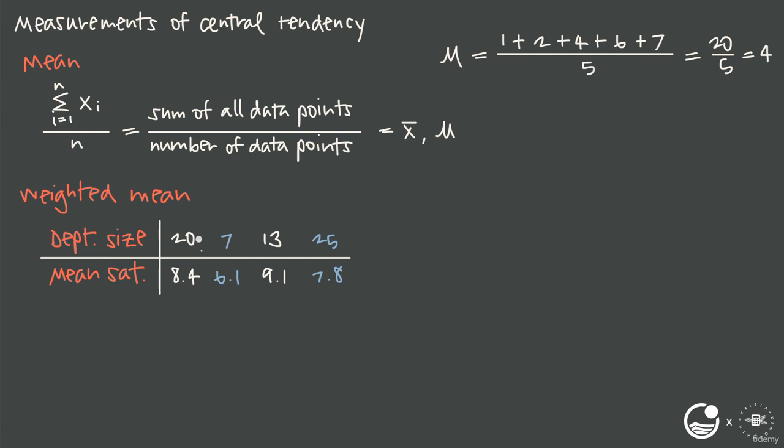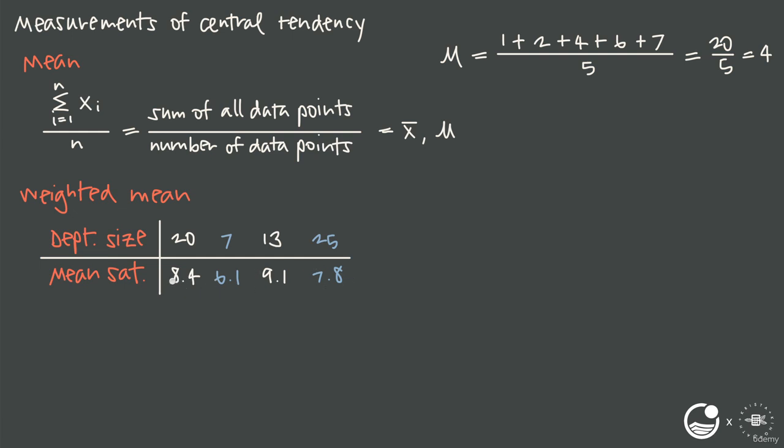So with this first data point here, we have a department that includes 20 employees, and the department manager, the department head, has reported to us that the mean employee satisfaction score in their department is 8.4. Another department manager has told us that of their 7 employees, the mean employee satisfaction score is 6.1 in that department. So what you see here is that we have all different department sizes across our company, and we're getting a different employee satisfaction score from each department head.